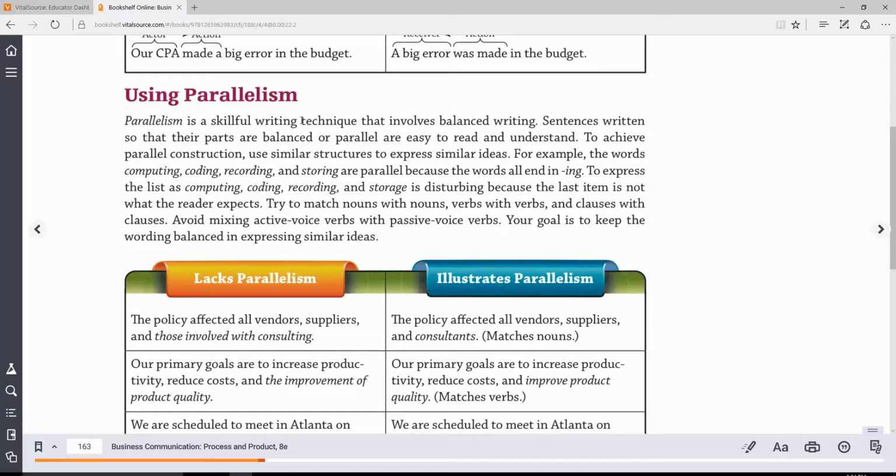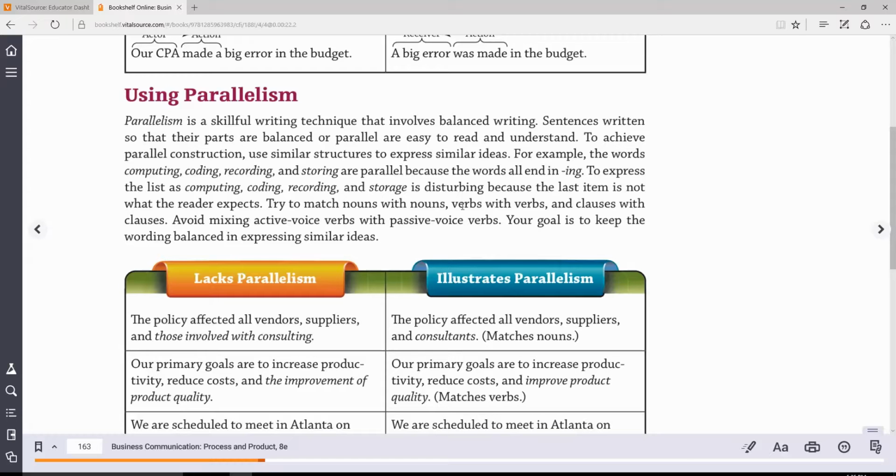Parallelism is a skillful writing technique that involves balanced writing. Sentences written so that their parts are balanced or parallel are easy to read and understand. To achieve parallel construction, use similar structures to express similar ideas. For example, the words computing, coding, recording, and storing are parallel because all the words end in ing. To express the list as computing, coding, recording, and storage is disturbing because the last item is not what the reader expects. See, there's no ING. It feels weird.